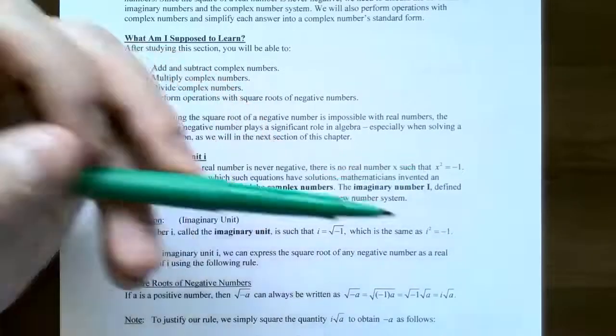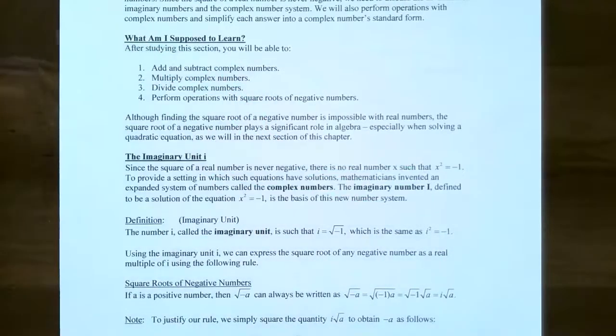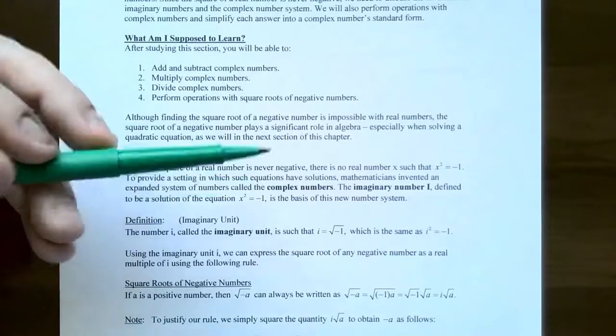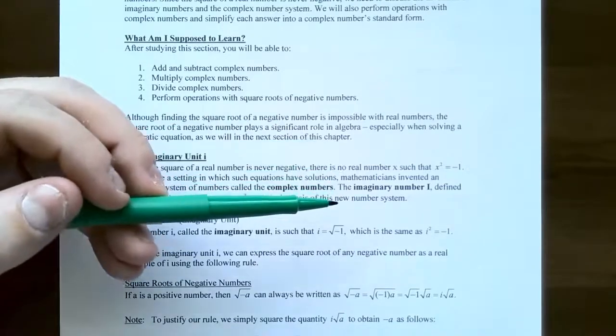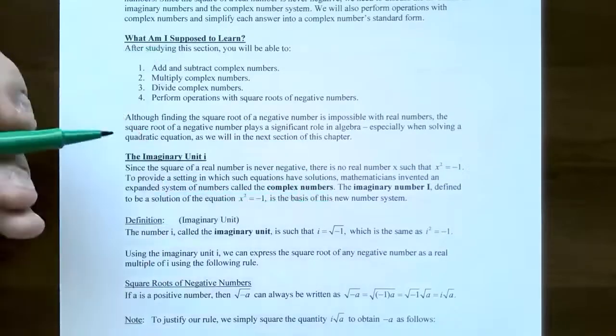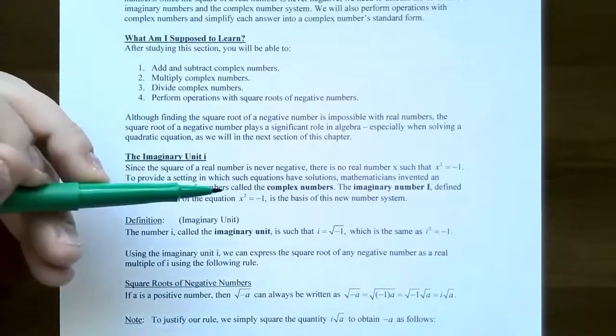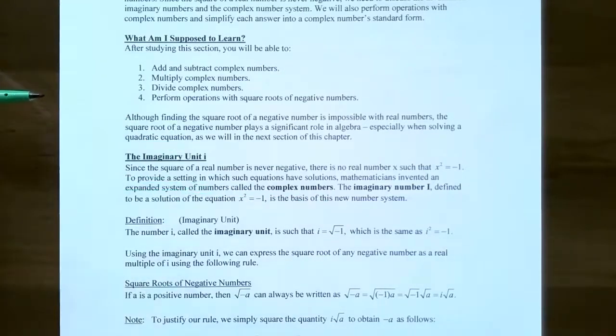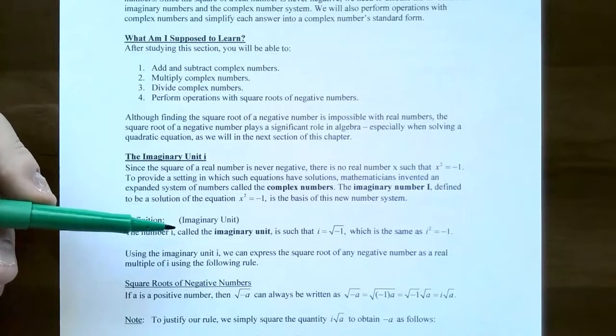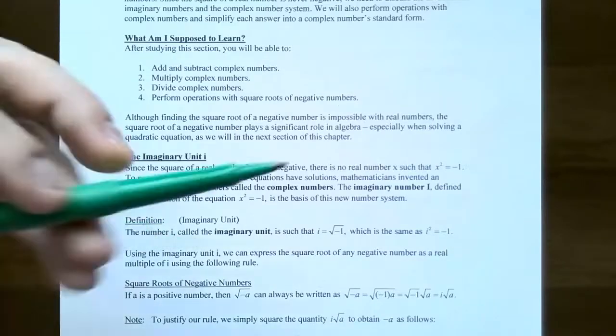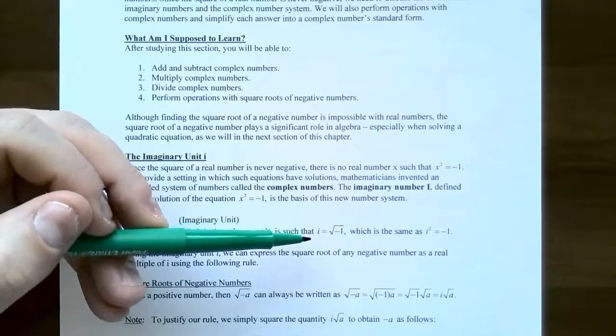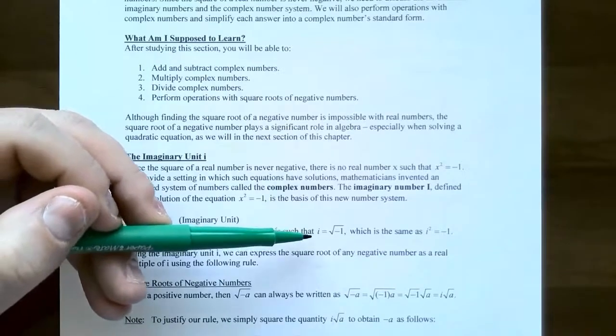So we need to talk about what's called an extended number system. It's larger than the set of real numbers, and it's called the set of complex numbers. So the imaginary number i, lowercase i, defines the solution to this equation, x squared equals negative 1. The imaginary unit is denoted with a lowercase i, and it is denoted as the complex number, or the imaginary number, square root of negative 1.